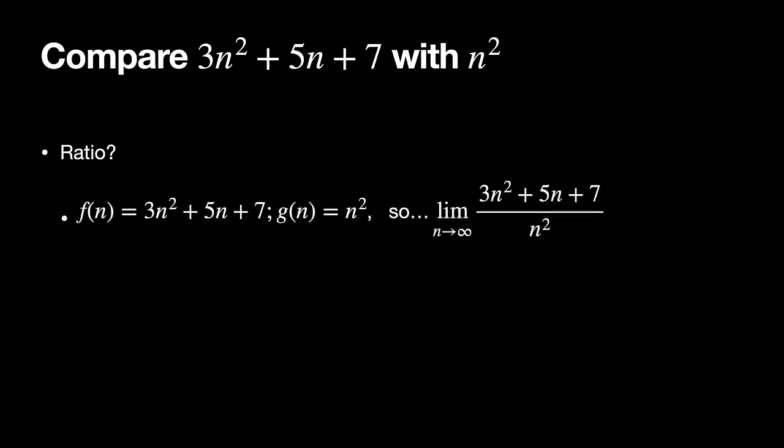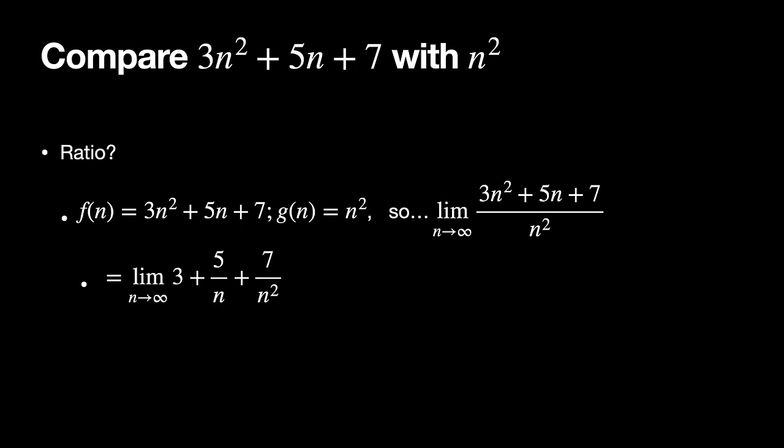So again, we'll define our f function to be the first of these two, 3n squared plus 5n plus 7, and our g to be n squared. So we'll be looking at the limit of that ratio. We'll use some algebra to simplify this. So we'll divide through by the n squared, and we'll end up with the limit of 3 plus 5 over n plus 7 over n squared.